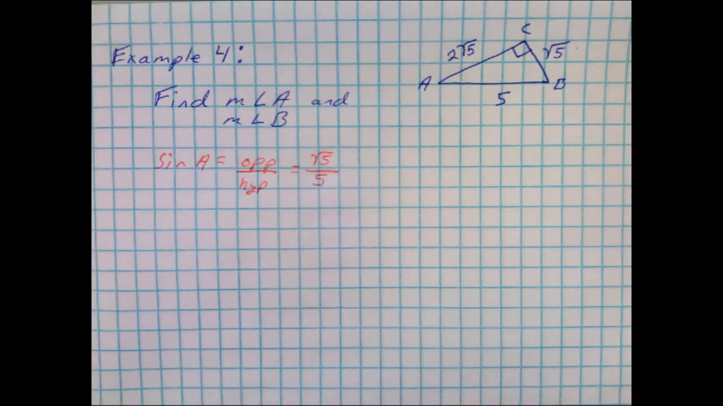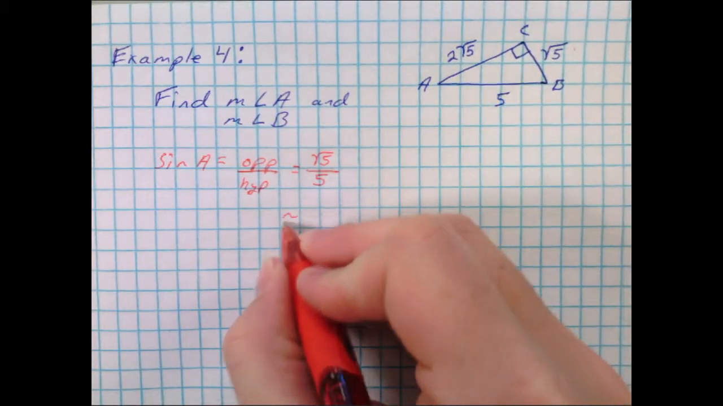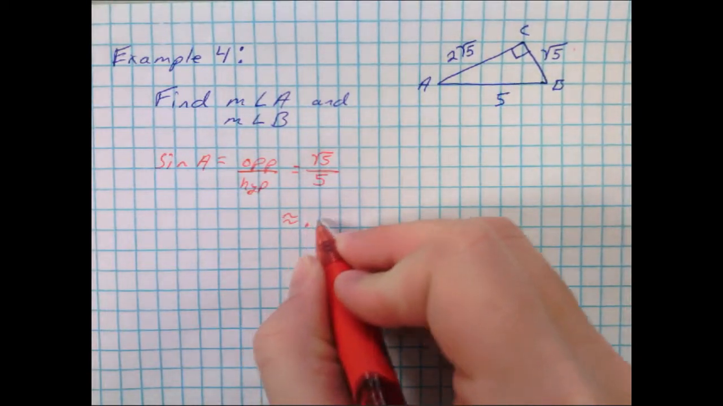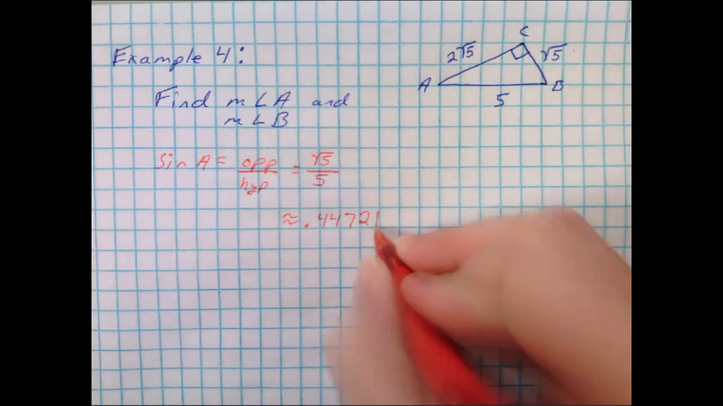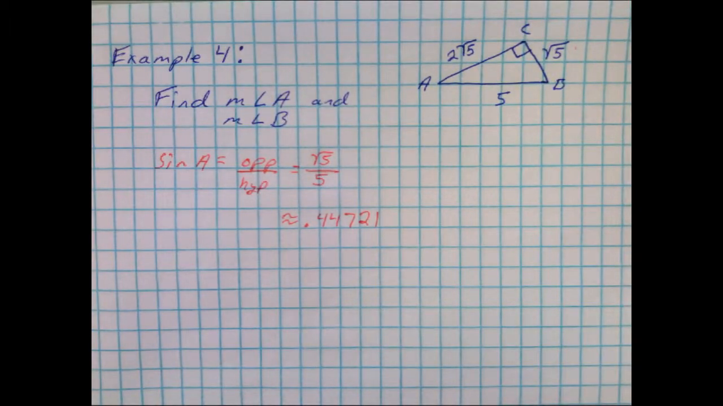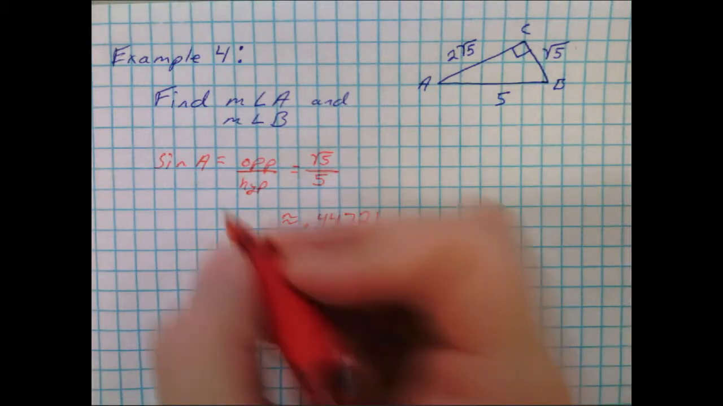So I'm doing square root of 5 divided by 5. Okay, so depending on how you do this on your calculator, for me, I got approximately 0.4472. I'm going to go one more place, 1. So I have 5 decimal places there. And that's sine of A.